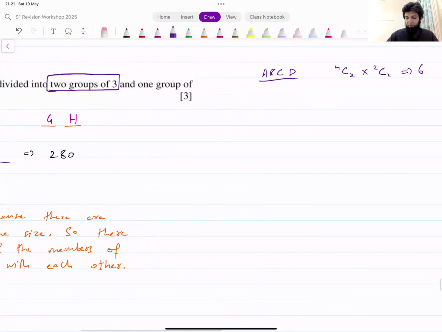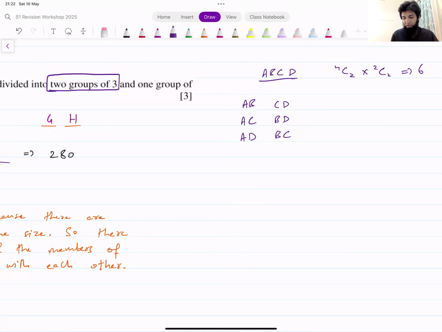But when you actually start writing them down, what are the possible groupings that you can have? You can have AB and CD. You can have AC and BD. You can have AD and BC. And that's it. There's no other grouping that you can think of.